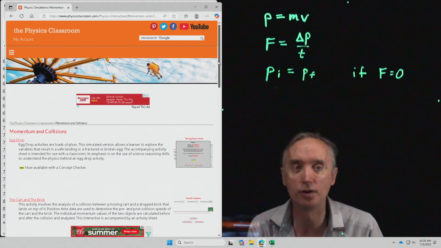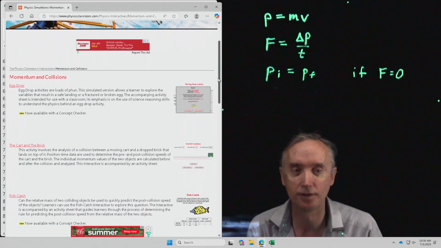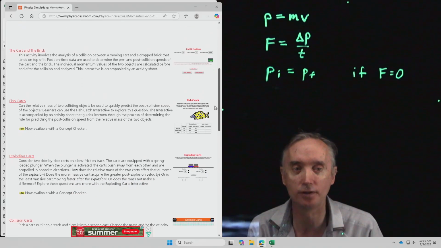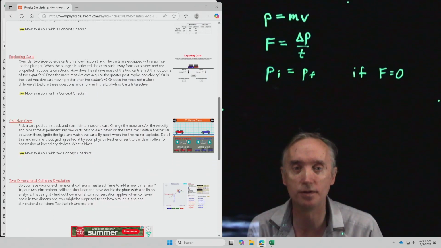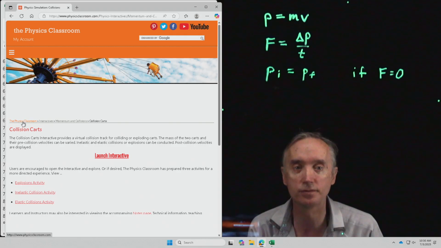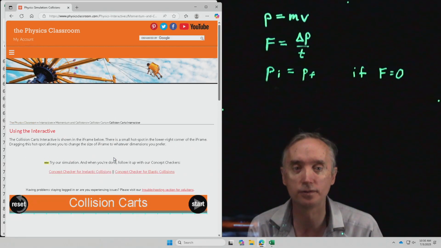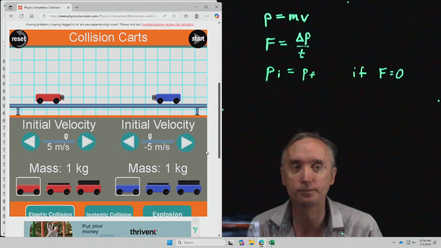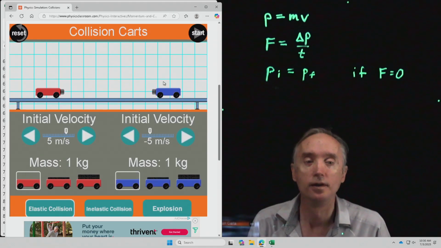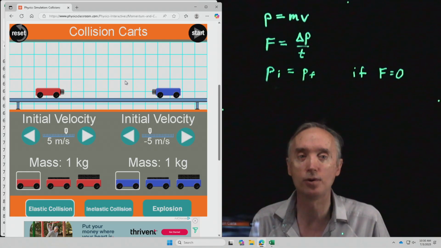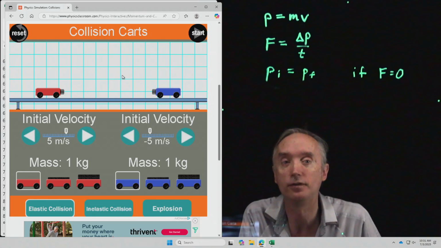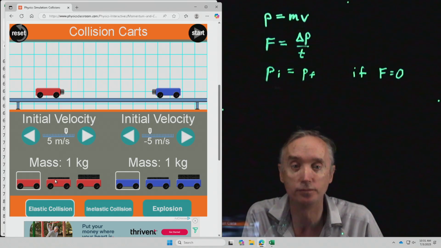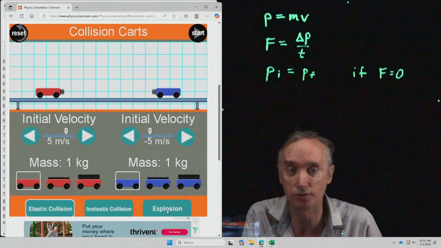Okay, now we want to know which simulation on momentum and collisions. So we're going to go down to here, and it's going to be this one, collision carts, and then we need to launch the interactive. So now we're down to here. Now the question is, what kind of interaction do we want? We have the elastic collision, the inelastic collision, and then the explosion. So we're going to click on the explosion.